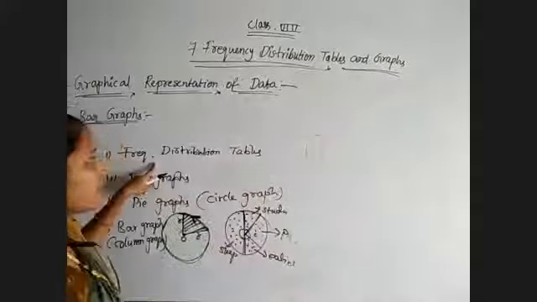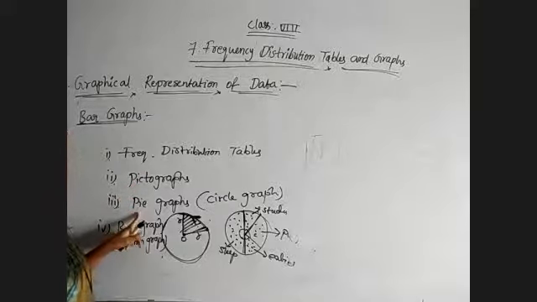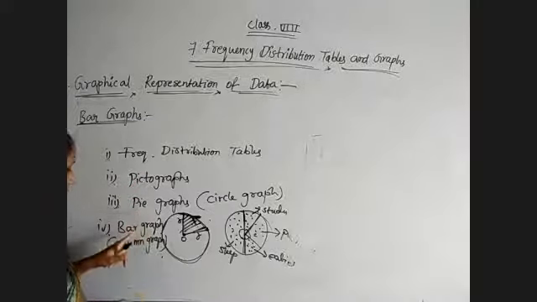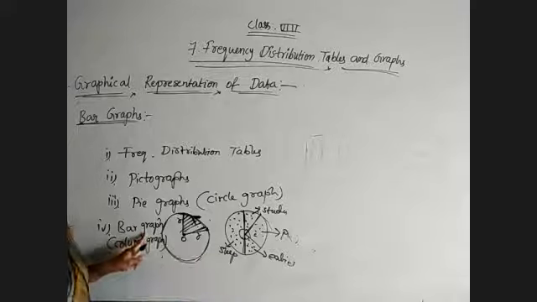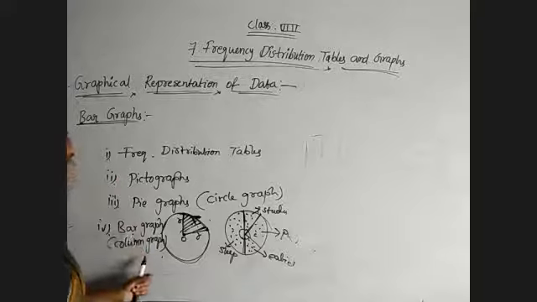Now here frequency distribution tables are over. Pictographs and pie graphs we have already discussed in the previous classes. So now once again come back to bar graphs. Why? Because in the next continuation we have histograms, which are like bar graphs only. That's why we will once revise bar graphs.